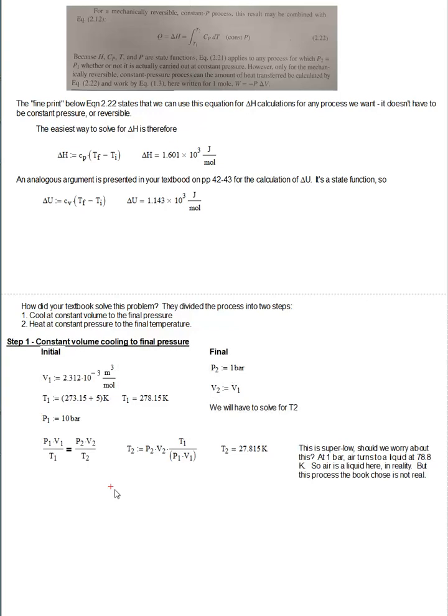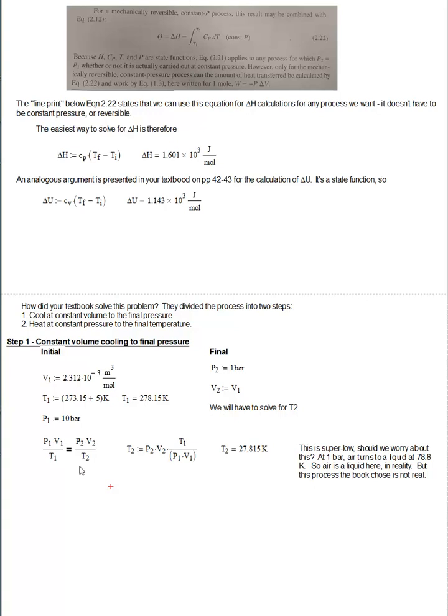So I'm going to put down all the information then for this first part of the process, constant volume cooling to the final pressure. So again, I make my little table for initial conditions and final conditions. V1, T1, and P1 are given. P2 is known, that's 1 bar, that's the final pressure. V2 I know is V1 because it's at constant volume, but we're going to have to solve for T2. We don't know what T2 is.